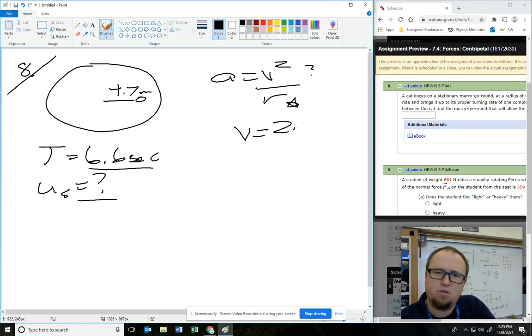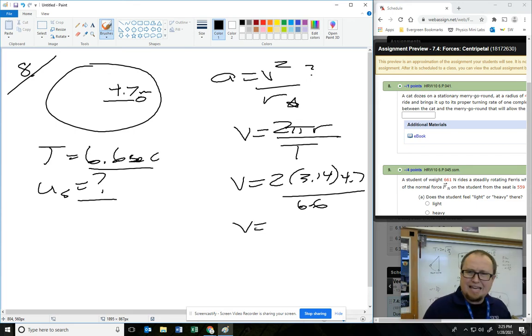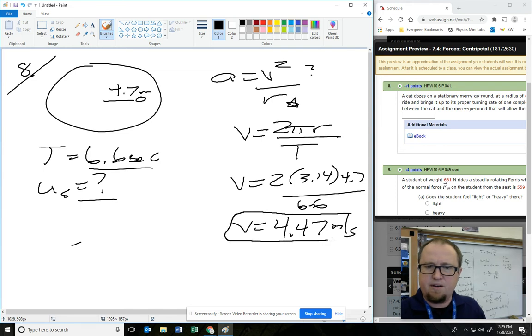So velocity is 2 pi r, distance around, divided by time. So the velocity is 2 times pi times radius, 4.7, over time, 6.6. I now have velocity. Let's just get a number. So now we have less to think about. So we got 2 times 3.14 times 4.7 divided by 6.6, 4.47. So the velocity is 4.47. Now, look, we haven't done everything.